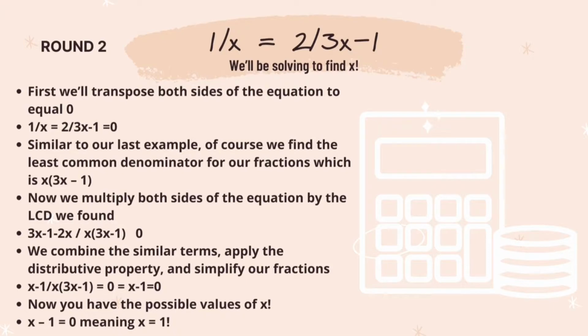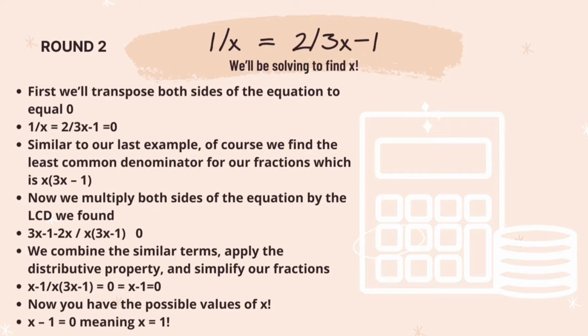Similar to our last example, of course, we find the least common denominator for our fractions, which is x times (3x minus 1). Now we multiply both sides of the equation by the LCD we found. 3x minus 1 minus 2x over x times (3x minus 1) equals 0. We combine the similar terms, apply the distributive property, and simplify our fractions. x minus 1 over x times (3x minus 1) equals 0, so x minus 1 equals 0.